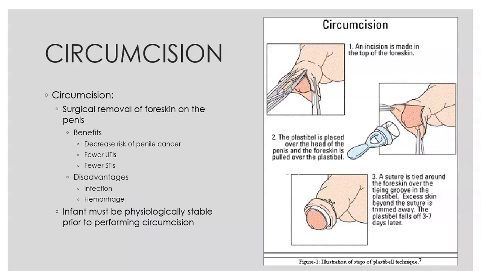Hopefully, if you haven't already, you'll get to see a circumcision performed. One of the ways that they will do it, the picture is showing what's called the Plastibell method. There are different methods. There are pictures of this on page 587 as well. So this is where they surgically remove the foreskin of the penis.